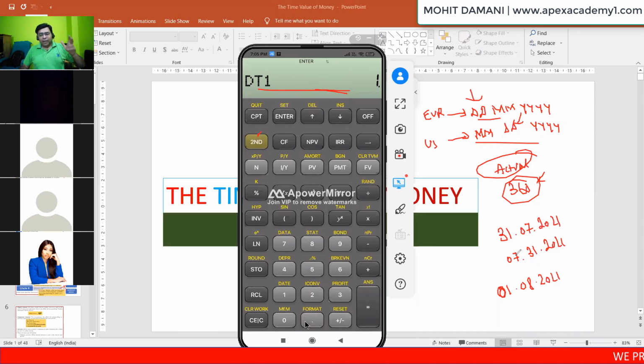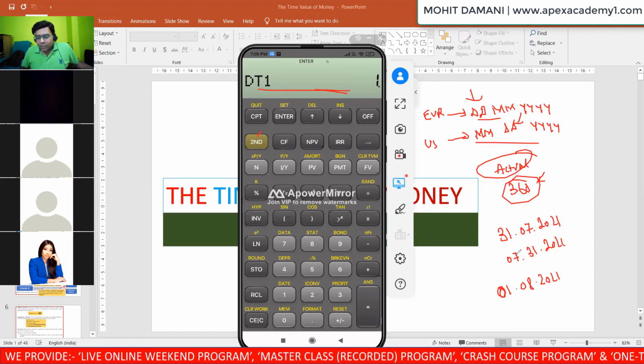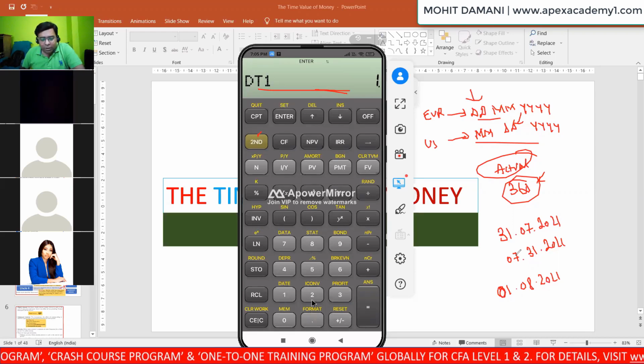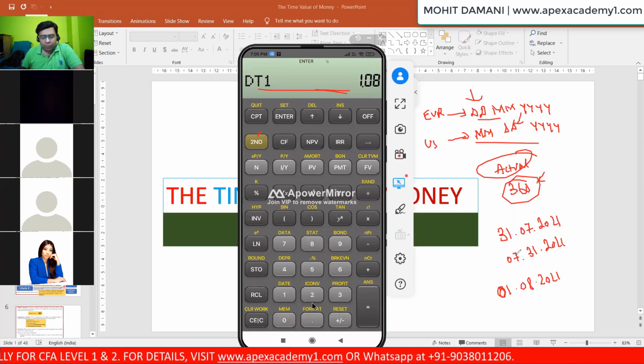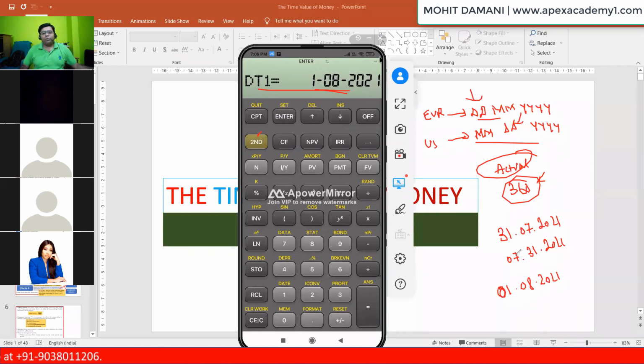If my friends who are using this DDMMYY format are entering, they will enter 31.0721. It's simple, but you have to understand the pattern. If I am to enter the 1st August date, then I will enter 1.0821, and I will press enter. See, 1st August 2021 comes over here.